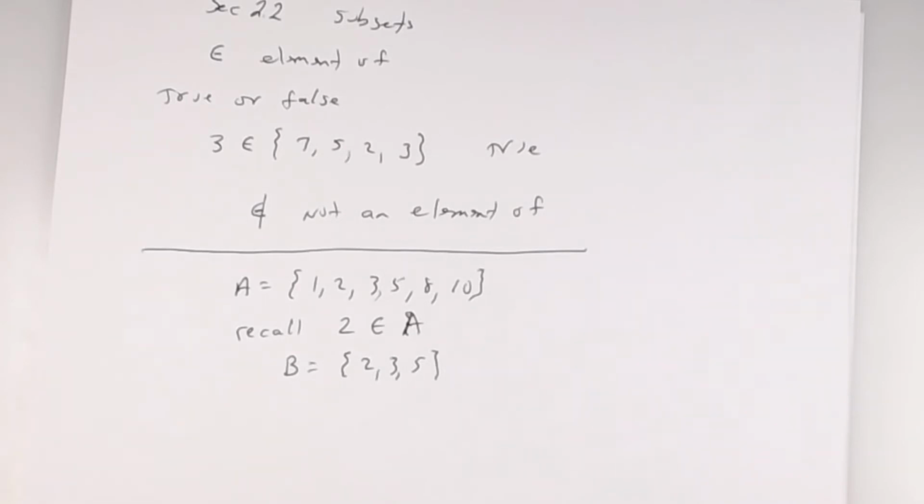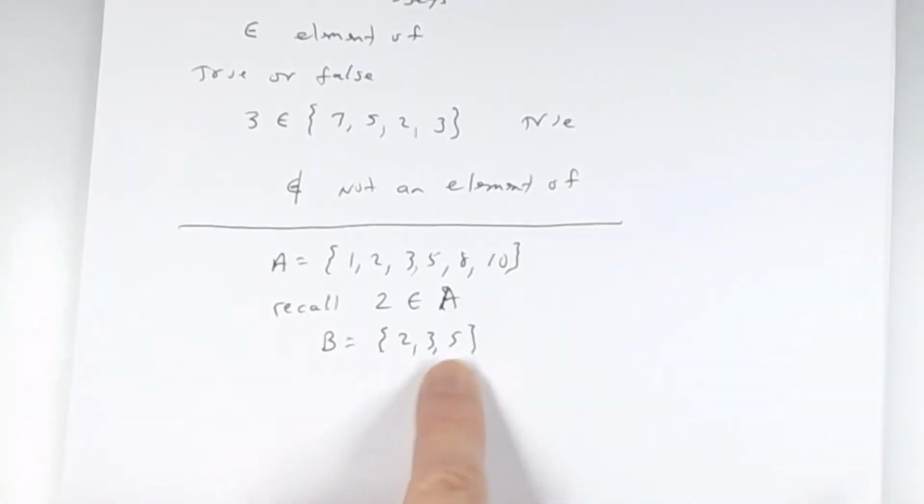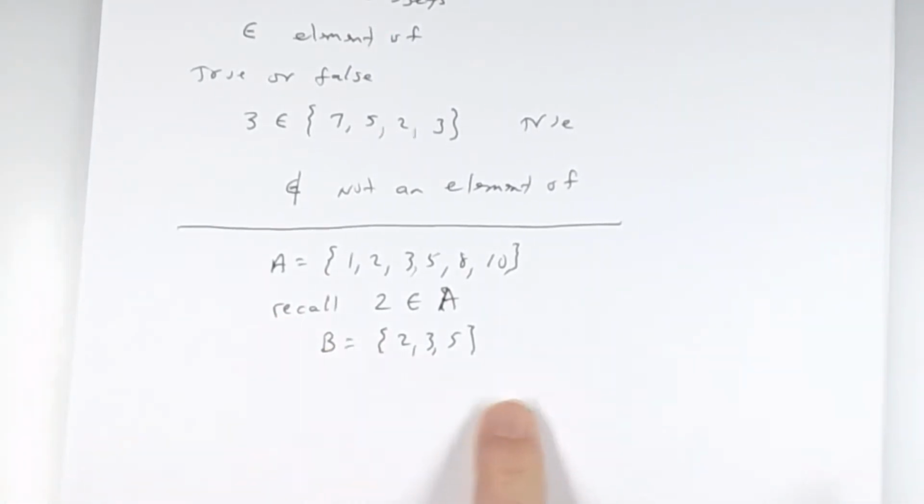Now here's how we write this though. We say this instead. We don't use the element symbol, because this is not written as an element, a member. This is written as a what?